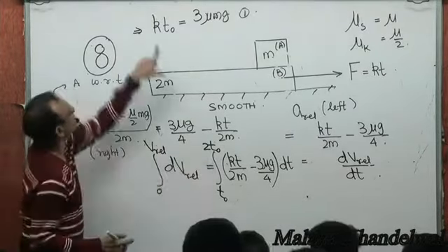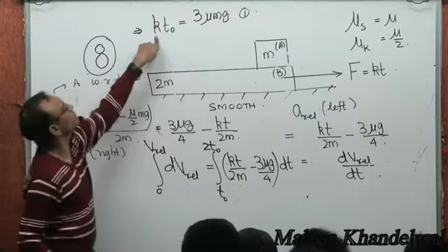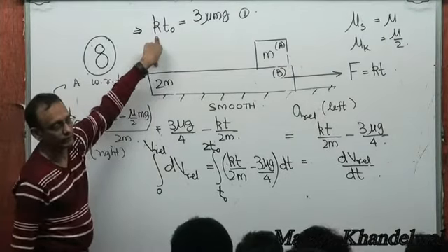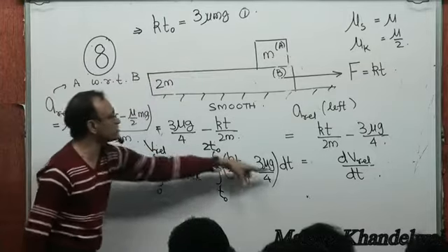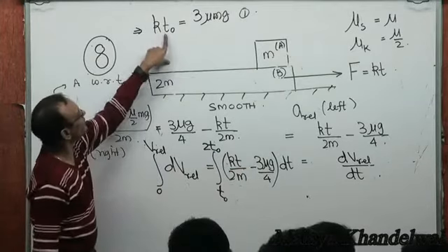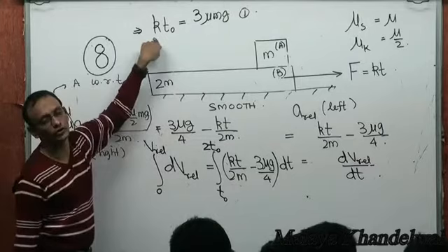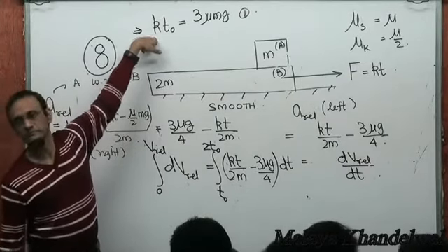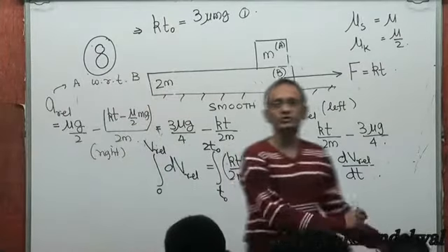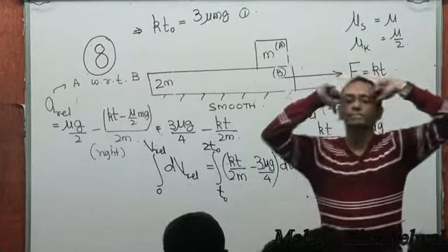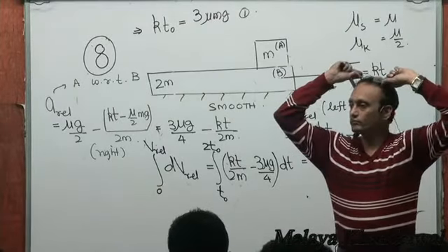And wherever t naught comes, you can replace it by 3 mu mg by k. To eliminate t naught, see, this will be in terms of t naught. To eliminate t naught, replace t naught by 3 mu mg by k if required. Right, Parthu? Are you all fine with this?